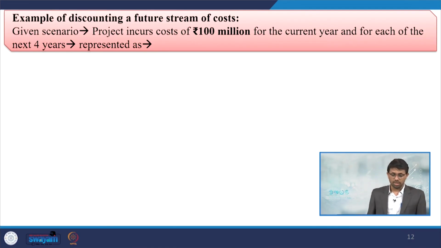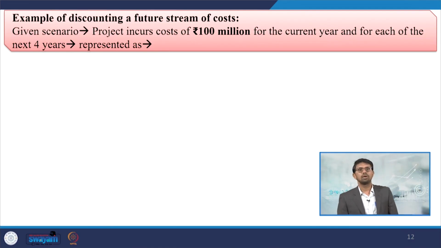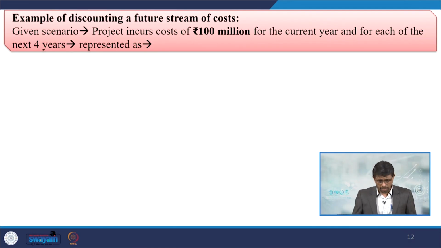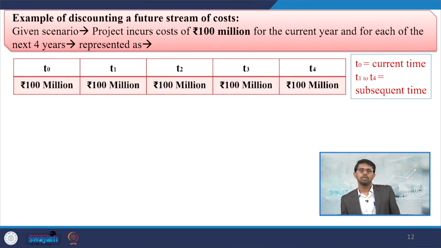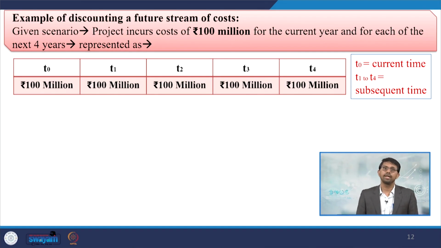So, we are considering here an example of discounting a future stream of costs, how projects incur them and which project is going to be beneficial. At this moment, you can see 5 periods starting from the present as T0, and here the project incurs a cost of 100 million rupees for the current year, and for each of the next 4 years the project cost is mentioned.